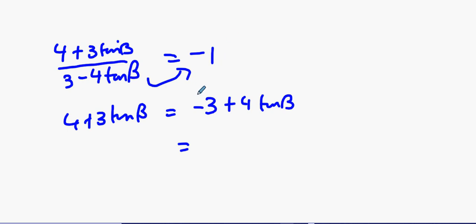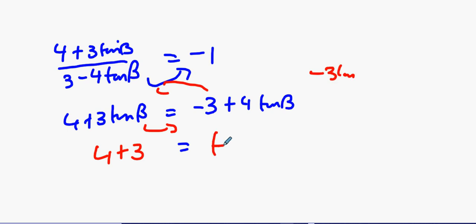Move it left. Which one left? Minus 3. Minus 3 goes left and that goes right, is it? Yeah. So that's 4 plus 3 on the left, and on the right, 4 tan B minus 3 tan B. What's 4 tan B minus 3 tan B? Tan B. And what's 4 plus 3? 7. What did the question ask us to prove? 7 tan B. Awesome.